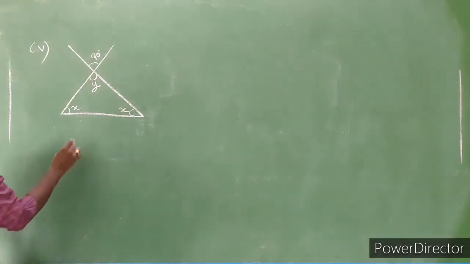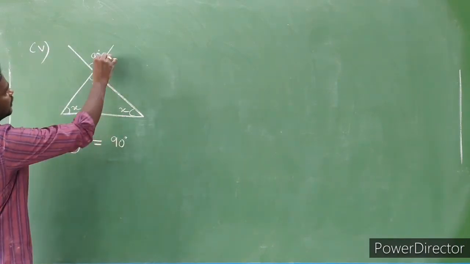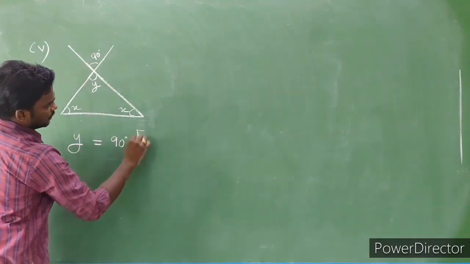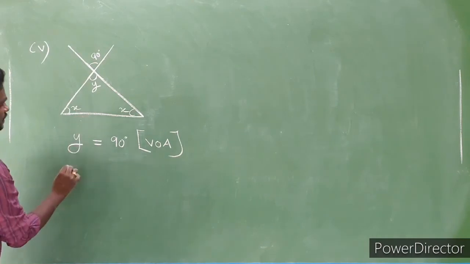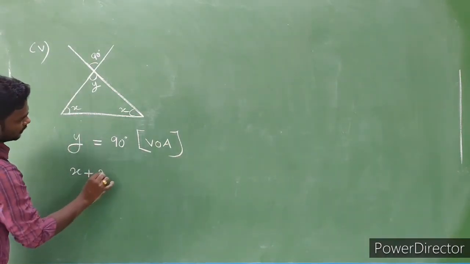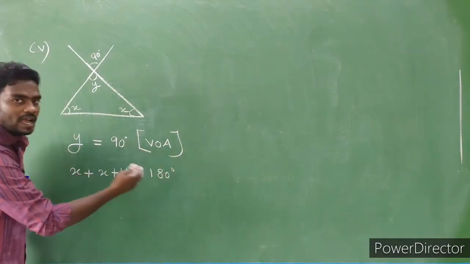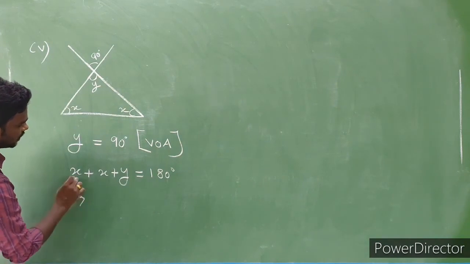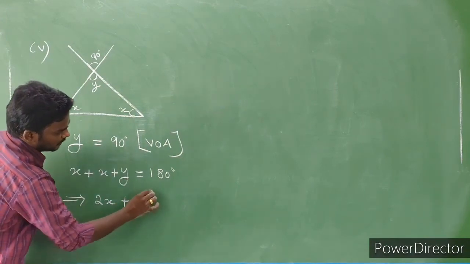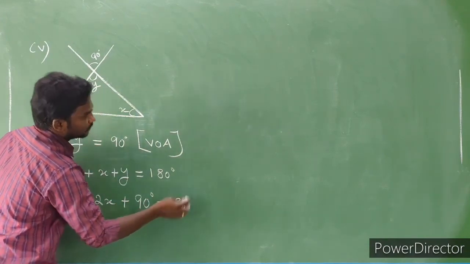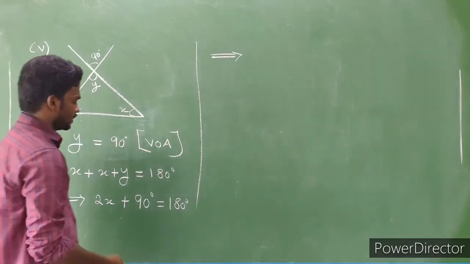How to find this? First, angle y is equal to 90 degrees, by vertically opposite angles. Next, x plus x plus y is equal to 180 degrees by the angle sum property of a triangle, which implies 2x plus the value of y, 90 degrees, is equal to 180 degrees. So 2x plus 90 is equal to 180.